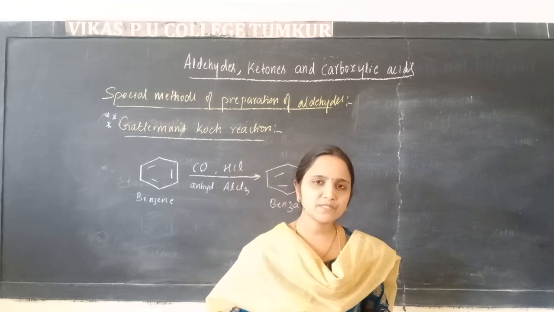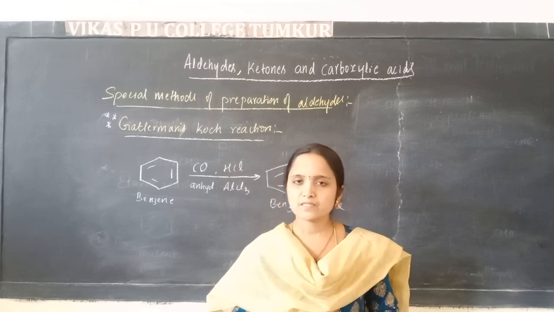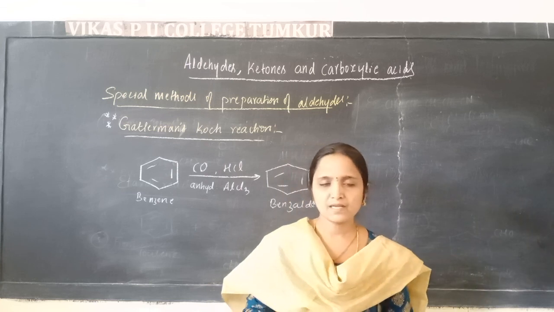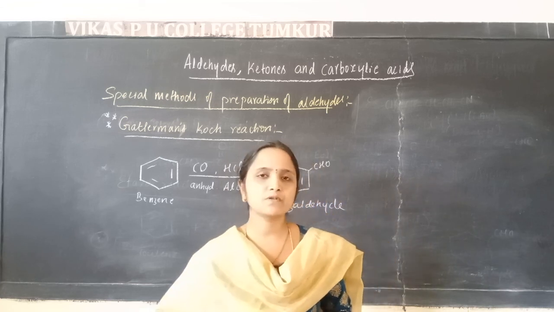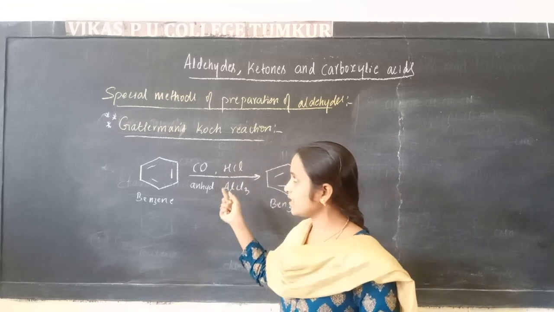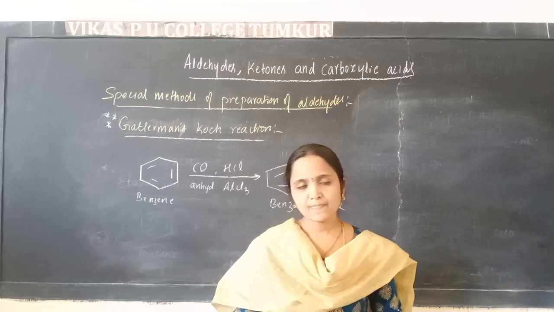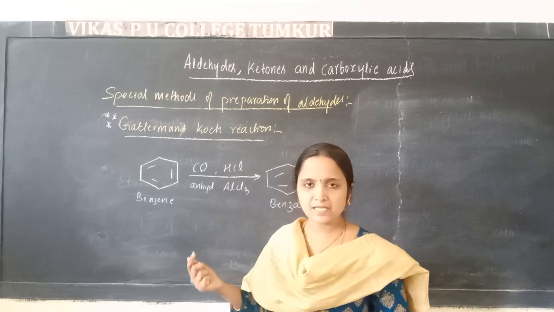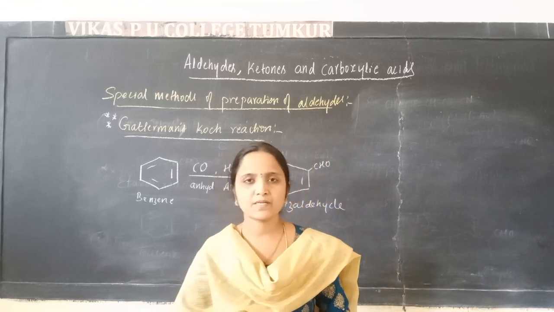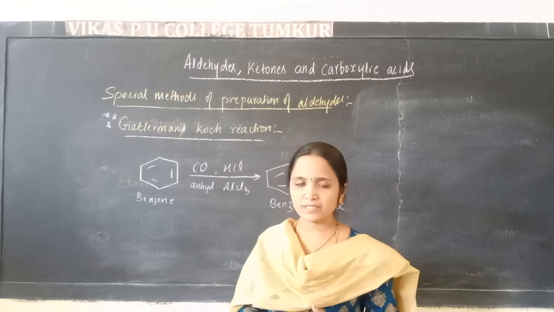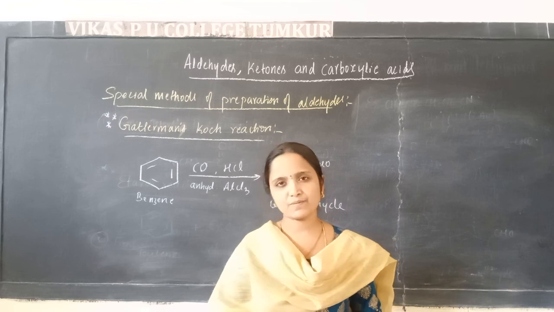Then next we discussed the Etard reaction. In the Etard reaction, toluene reacts with chromyl chloride in the presence of carbon disulfide to give the chromium complex. This on further hydrolysis gives benzaldehyde. Next we discussed the Gattermann-Koch reaction. In the Gattermann-Koch reaction, benzene reacts with carbon monoxide and HCl in the presence of anhydrous aluminum chloride to give benzaldehyde. These are some important special methods of preparation of aldehydes. Next class we will discuss some other special methods of preparation of aldehydes.